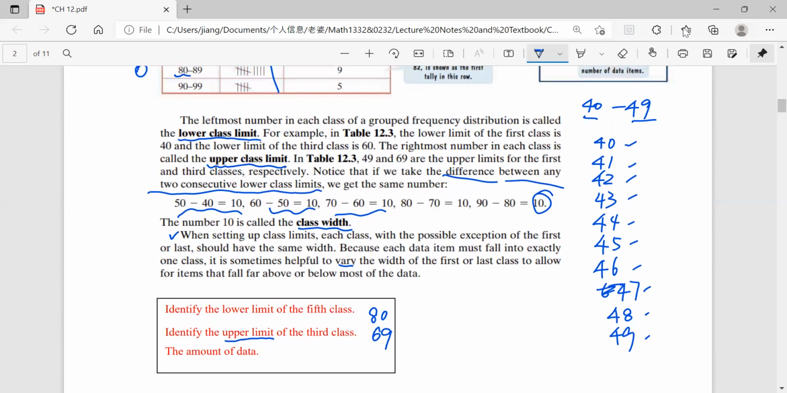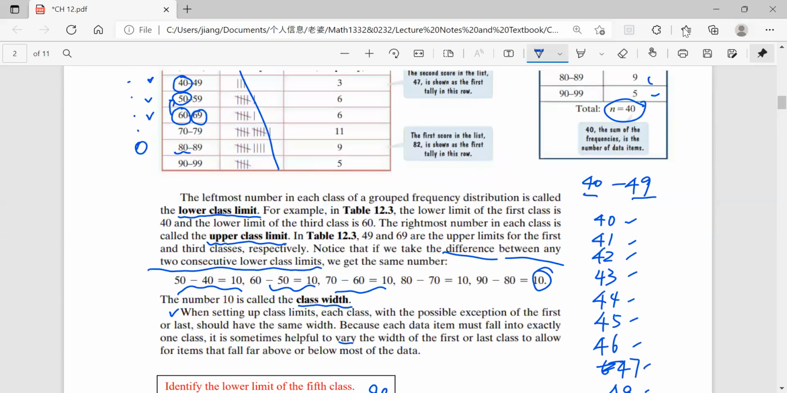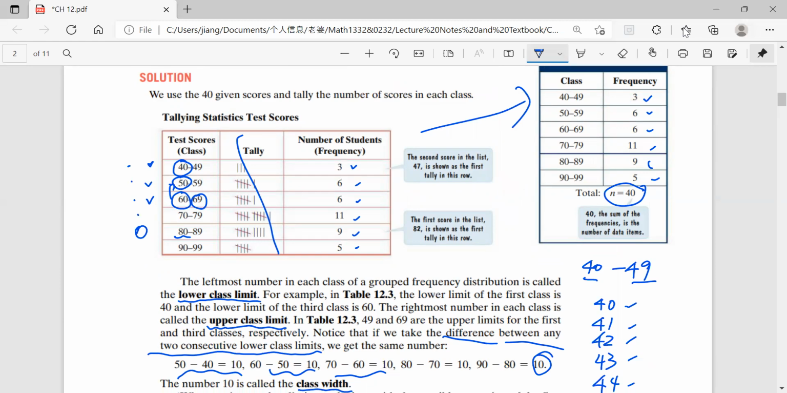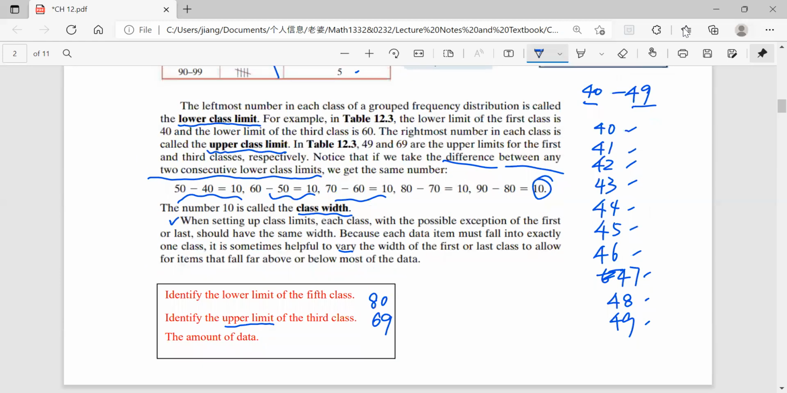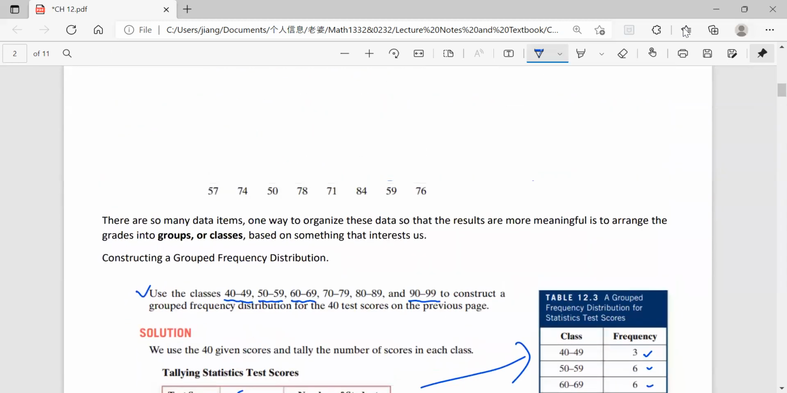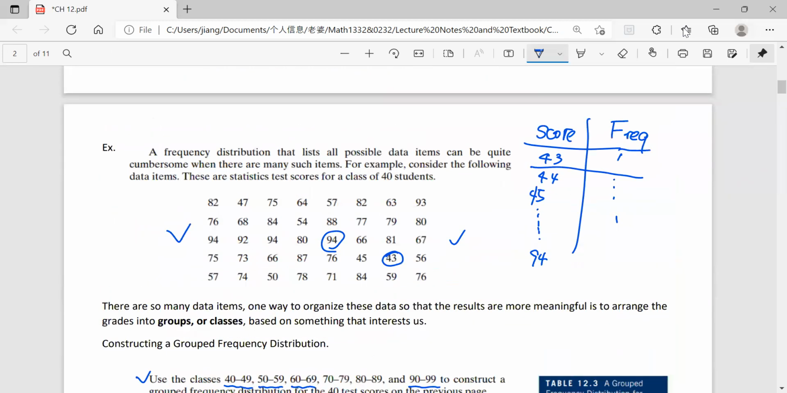Next one is the amount of data. What is the meaning of amount of data? That's the sum of the frequencies. You just add 3, 6, 6, 11, 9, 5 together, and that's the number of data items. So that's the amount of data. We have 40. That also means we have 40 students in this distribution list.